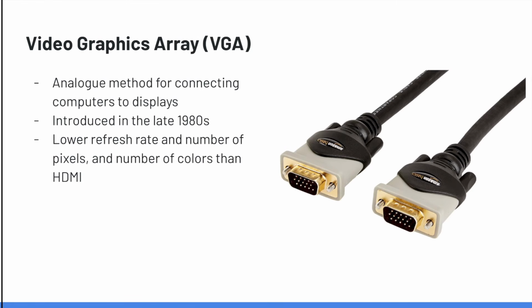Now, VGA is Video Graphics Array. You might have seen this before if you've worked with an older computer, but we don't really use VGA as much. HDMI is kind of the standard now. And whereas HDMI was a digital method for transmitting audio-video data, the VGA is an analog method. So it was introduced in the late 1980s, and it has a lower refresh rate, meaning that the image on the screen is changed less frequently. It has fewer pixels, which means that the definition of images isn't as good as HDMI, and the number of colors are fewer than HDMI, which means that we can't represent color images to the extent that we can with HDMI.